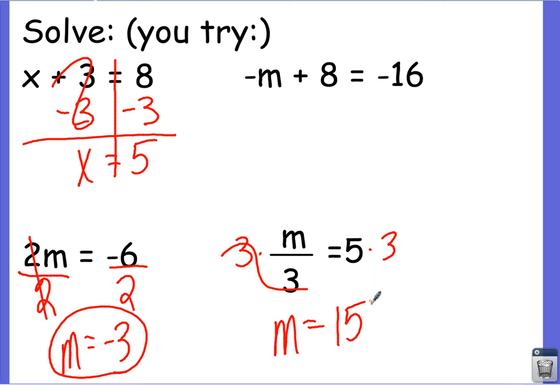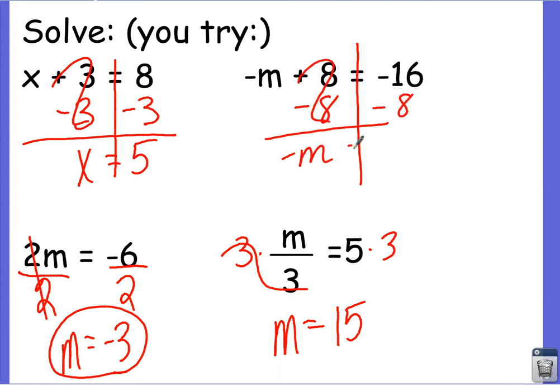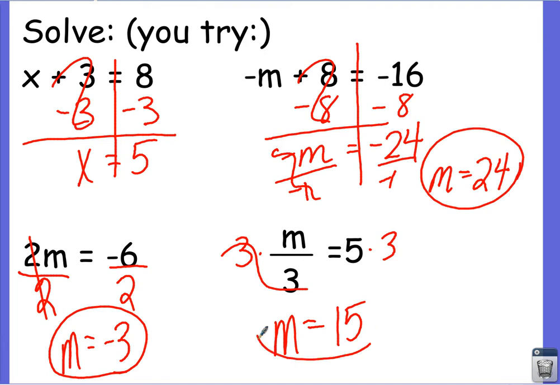The next one, negative m plus 8 equals negative 16. The first thing is our variables are all on one side, so I'm going to subtract 8 to get rid of it. So I get negative m equals negative 24. There's an invisible 1 here, so there are a couple of ways you can do it. I can change it to a positive m, but if I change the sign on the left side, then I have to do the same to the other side. Technically, what allows me to do that is dividing by a negative 1. So m equals negative 24 divided by negative 1, which is positive 24.